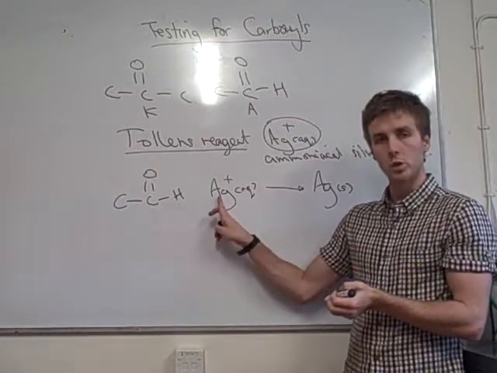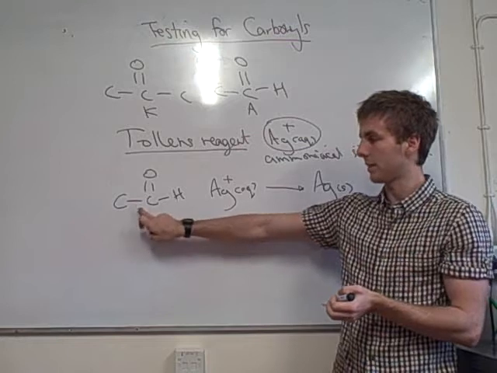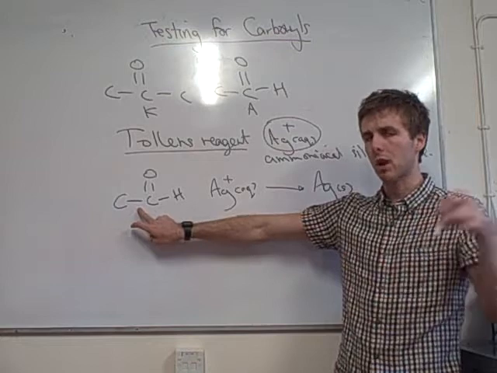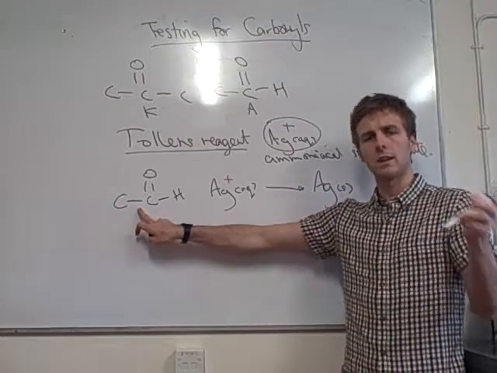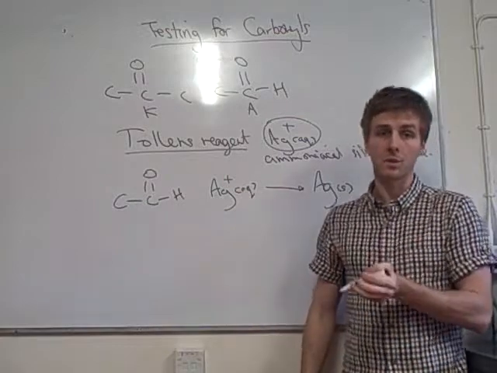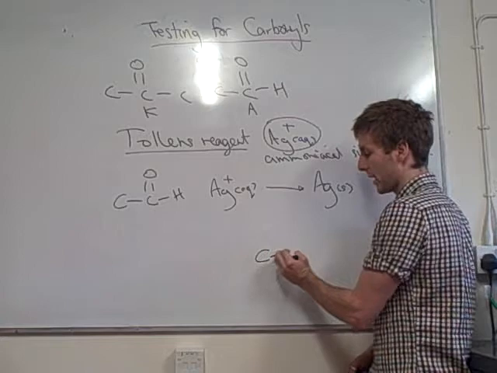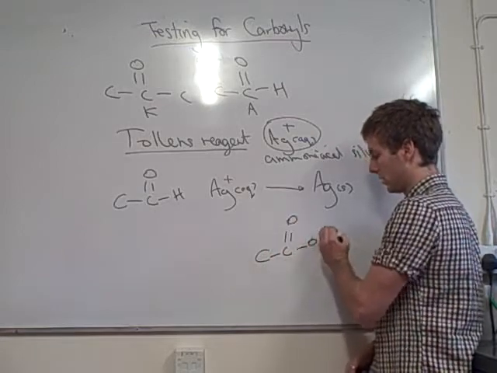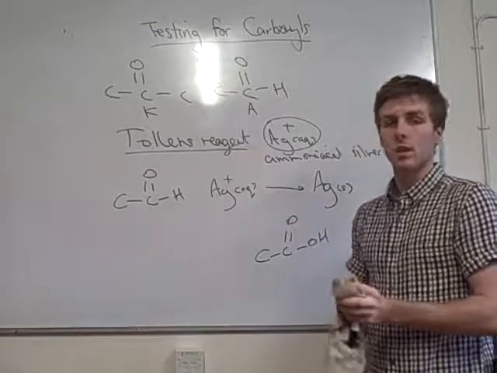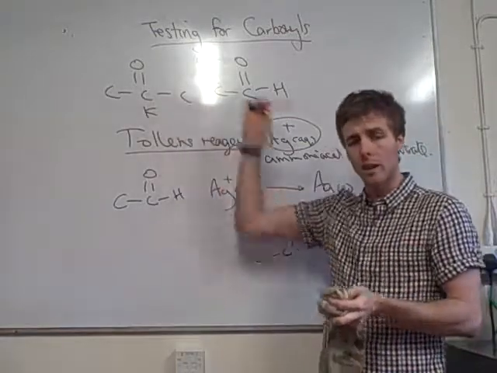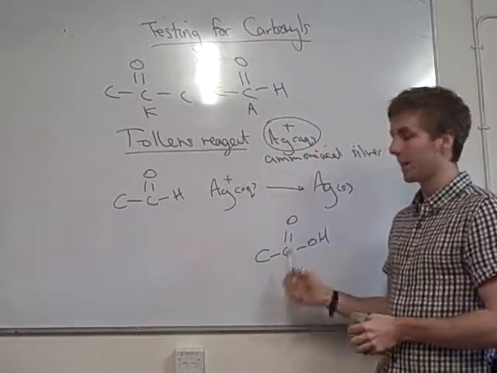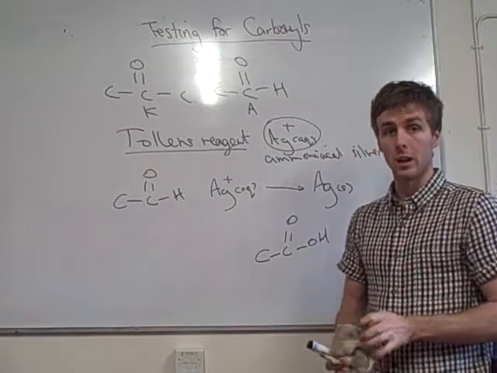Oxidation is loss, reduction is gain. So if this has been reduced and it's a redox reaction, this must have been oxidized. So when you oxidize an aldehyde, think back to your alcohols. The primary alcohol gets oxidized to aldehyde, and aldehyde gets oxidized to a carboxylic acid. So this will be changed into a carboxylic acid. And that's what happens with aldehydes. So if you know you've got either a ketone or an aldehyde, you add your ammoniacal silver nitrate, and if you get a silver mirror, you know you've got aldehyde.